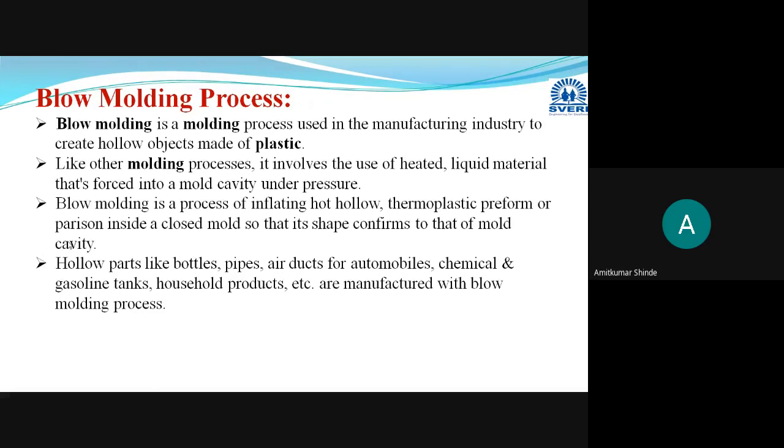And then that preform or parison, we hold it in the closed mold cavity, and then we insert the compressed air and inflate that tube to give it the shape of that mold cavity. So this is the simple blow molding process. I will explain it with the help of a diagram. Just remember, only hollow parts like bottles, pipes, air ducts for automobiles, chemical and gasoline tanks, and different household products are manufactured with the help of this blow molding process.